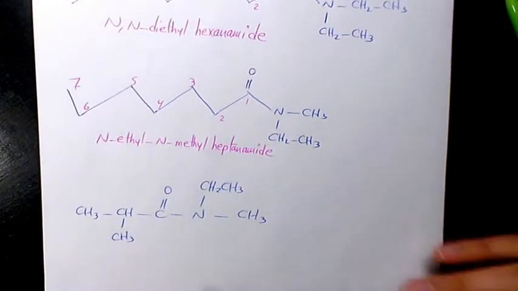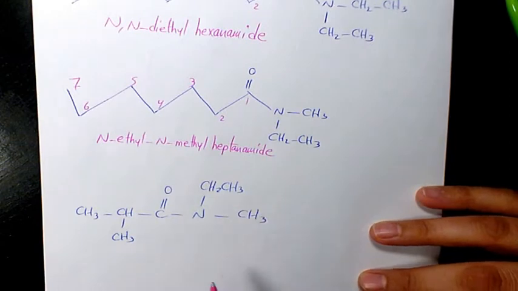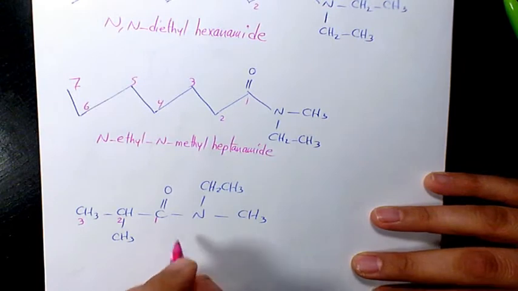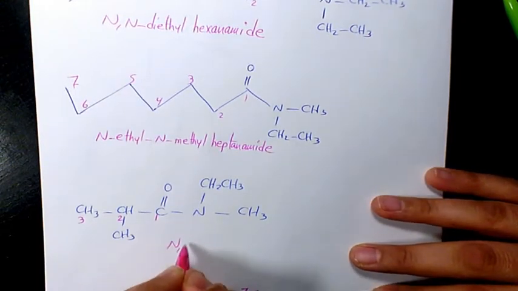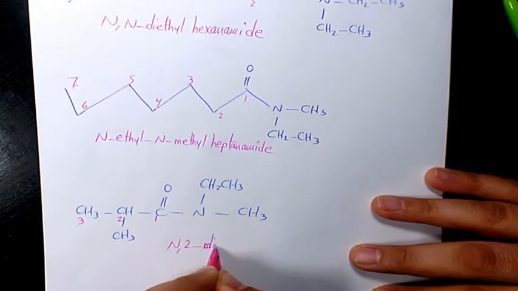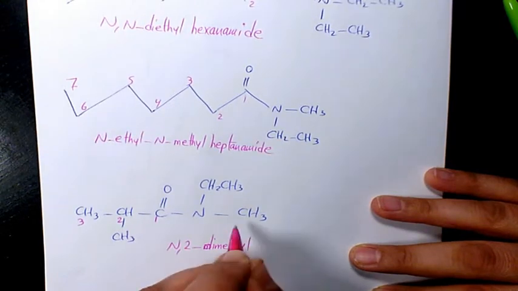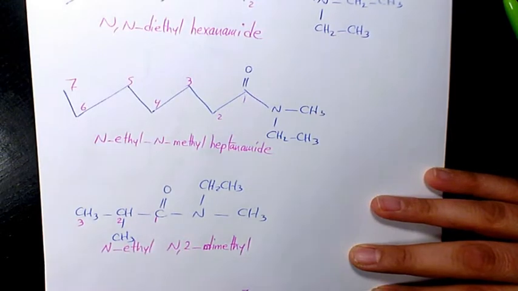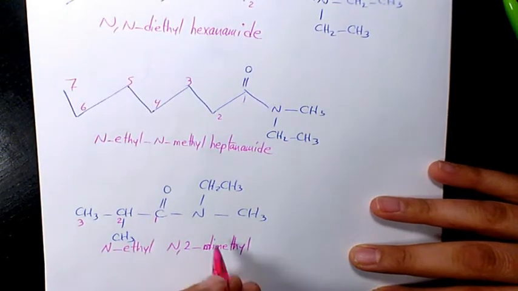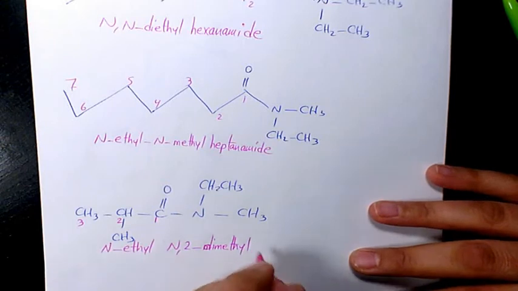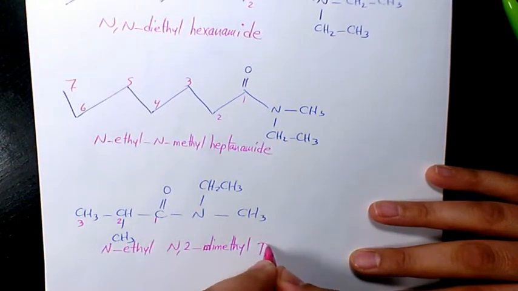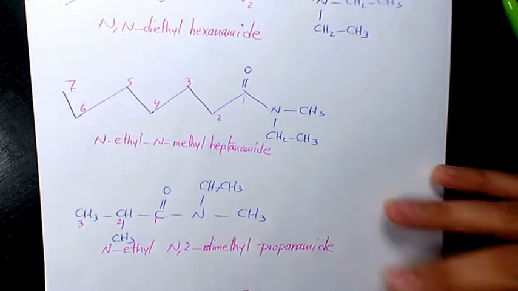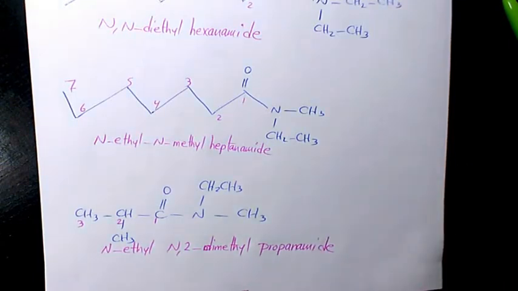Next one. Tertiary amide again. So we have 1, 2, 3 in here. So it's going to be N-2-methyl, dimethyl, because we have 2-methyl, and here we have N-ethyl. It comes first because it is more prior compared to methyl. And how many? We have 3 carbons, so it's going to be propanamide. So N-ethyl, N-2-dimethyl, propanamide.